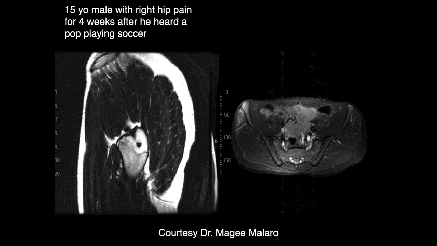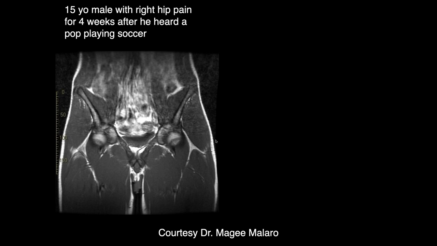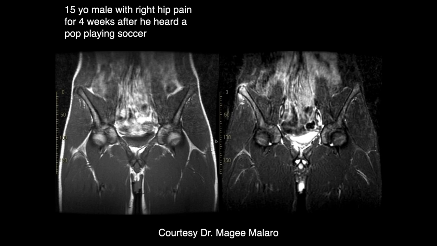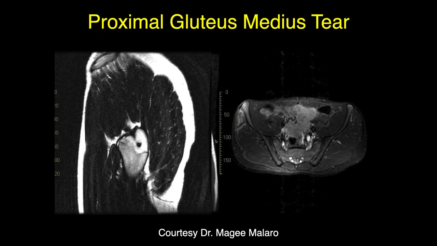And there's some intramuscular edema. I think this is compatible with, it could be a mild partial thickness tear. There's some fluid there. So this is a little avulsion injury, and it involves the sartorius, the gluteus medius, and the iliotibial band attachment up there.